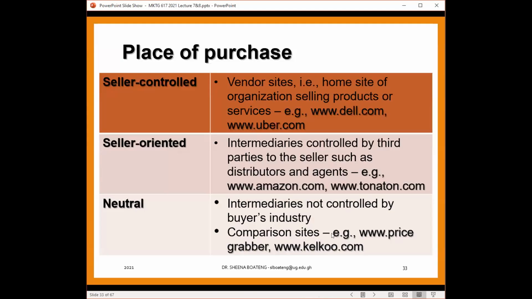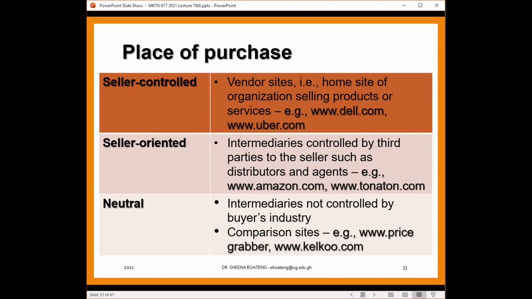Okay. So for seller-oriented platforms, we are talking here about intermediaries that are controlled by third parties to the seller. So the seller does not own these platforms. However, the third parties, in this case the intermediaries, control the interaction between the buyers and the sellers, such that they provide a meeting point or a marketplace, if you will, where the buyers and sellers can come together and transact with each other. Examples of these seller-oriented platforms include Amazon.com. We can also talk about Tonaton.com.